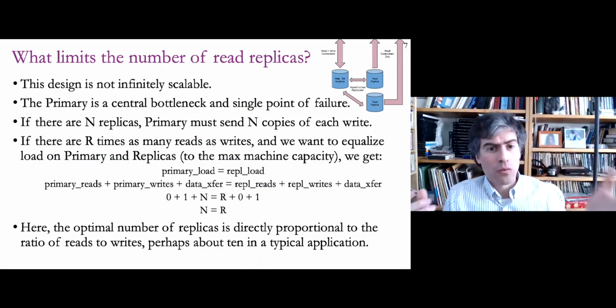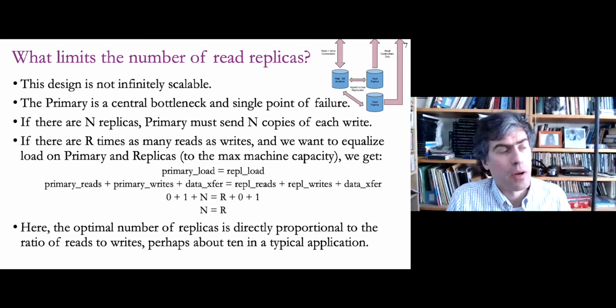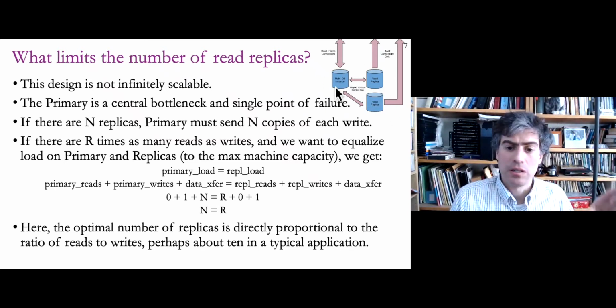Because for every one write, that write would actually be 10 times as much work because it needs to send 10 copies to the replicas. And so the main database in that case would be doing 10 work units. The replicas would also be doing 10 work units because, like I said, there were 10 times as many reads as there are writes. Okay, so that would be a balanced system.